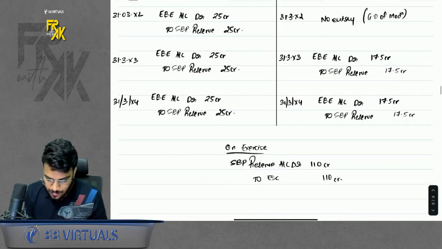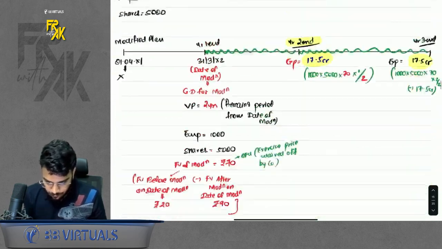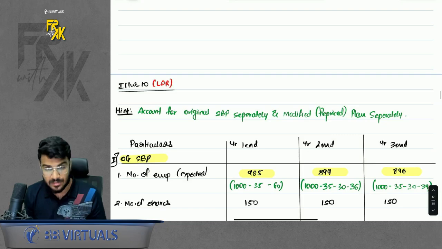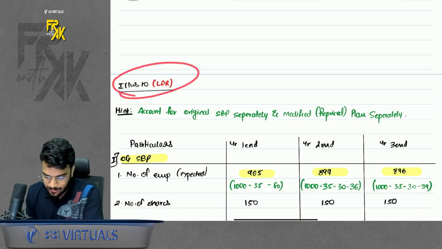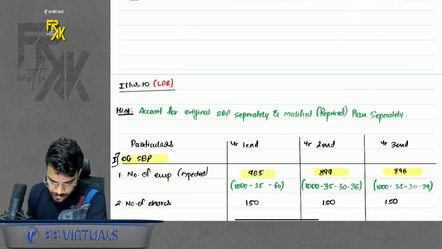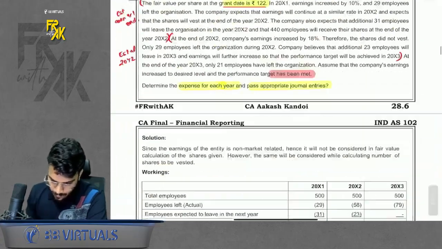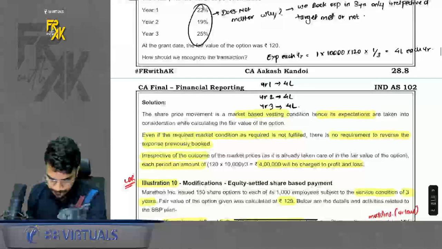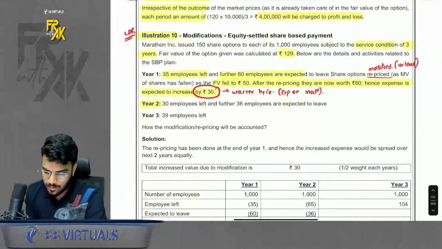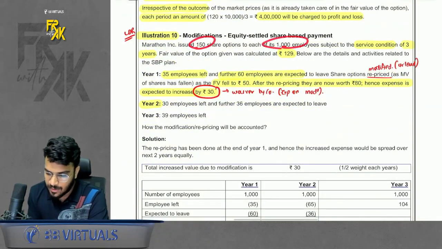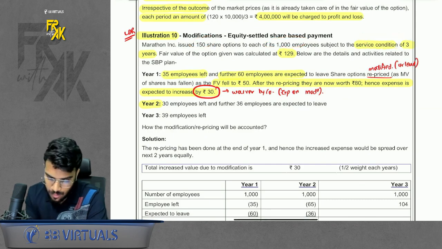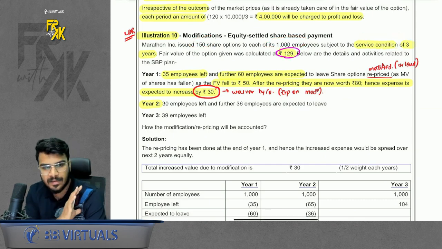Okay. If you see closely, we will do one question also to understand this better. Illustration number 10 we have. Now what was there in illustration number 10? Let's see. So there are 150 shares, 1000 employees, service condition 3 years. Normal plan is as per 129 rupees. That is the original plan.